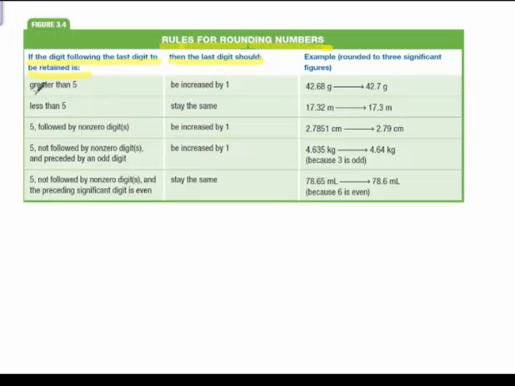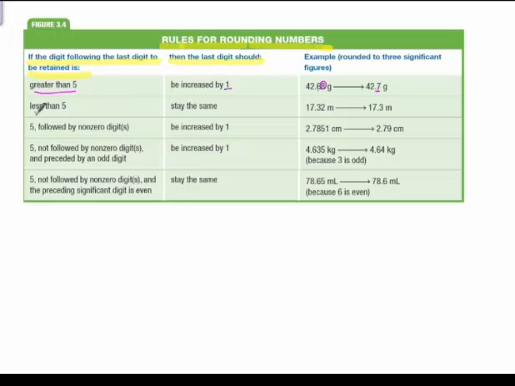So if the digit following the last digit to be retained is greater than 5, like this number here, it should be increased by 1. If you increase 6 by 1, you will get 7.